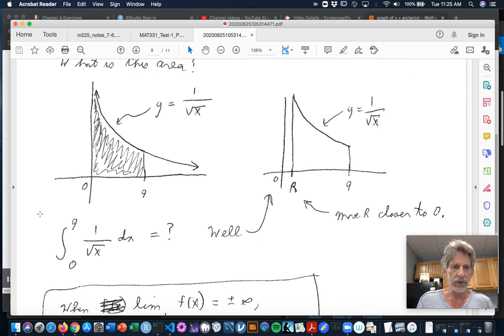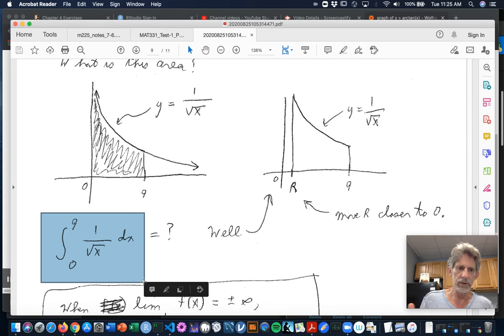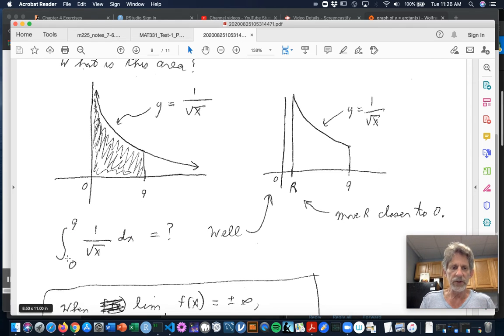So if you thought about it as a definite integral, it looks like the integral from 0 to 9 of 1 over root x dx. Both the limits are just finite real numbers, but the impropriety of the integral, what makes the book call this an improper integral, is that the function is unbounded as you approach one of those limits. So that is a second type of improper integral that we learn to treat in this section.